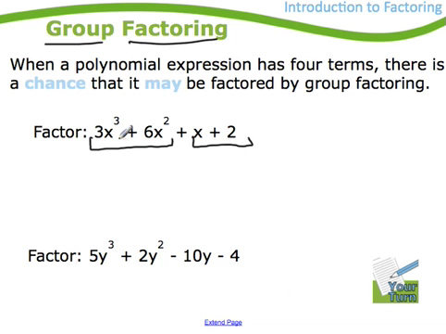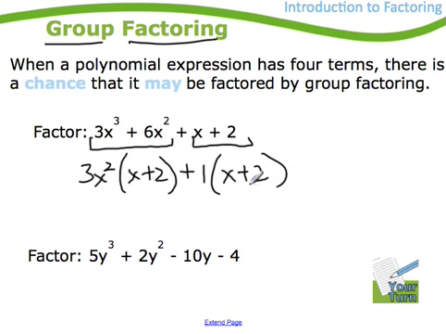In this first one, I can factor out a 3 and an x squared, leaving me with x plus 2. In the second one, it doesn't appear to be anything that I could factor out. When we do group factoring, we always have to group factor something out. So to factor something out of here that will not make a difference, I can factor out a 1, because 1 times anything won't change it. But now when I look at this expression, I see here I have a term and here I have a term. In each of those I have an x plus 2.